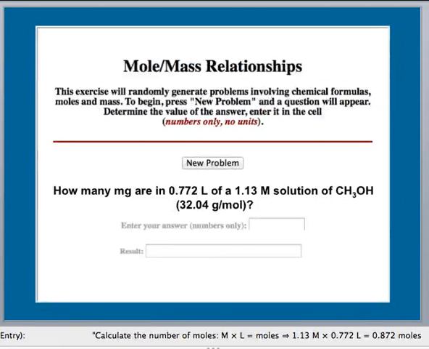Let's do one more. This is molarity 2. Now, molarity 2 differs from molarity 1 in that instead of a table, you have a word problem. But it's the same sort of thing. The one thing that differs here is that sometimes you're asked to express this in funny units. So here we want our answer in terms of milligrams. Okay, just practice, that's all. We have 0.772 liters. Our molarity is 1.13. And we're looking for the mass of methanol that's in there.